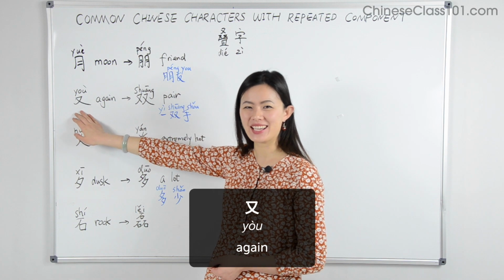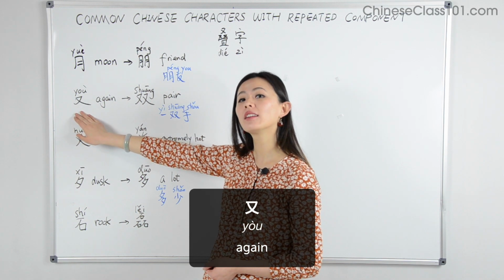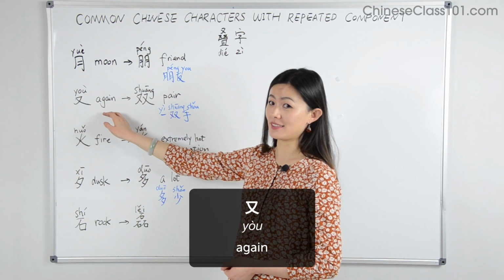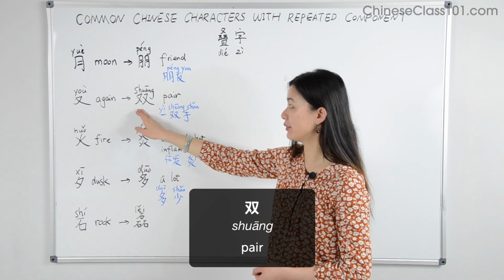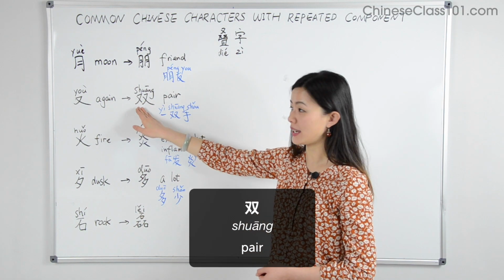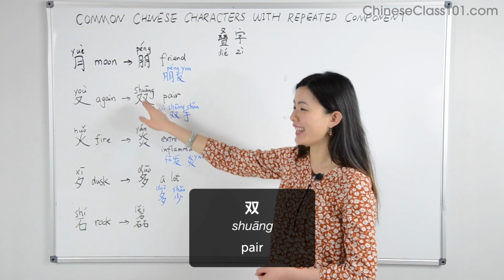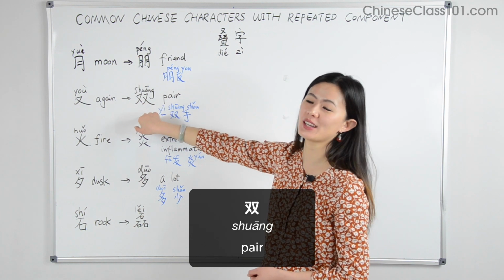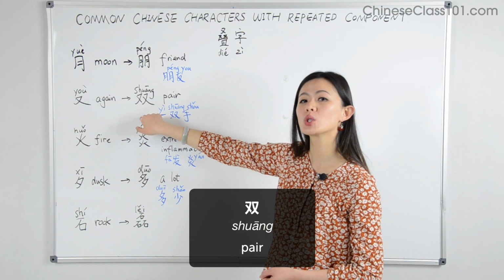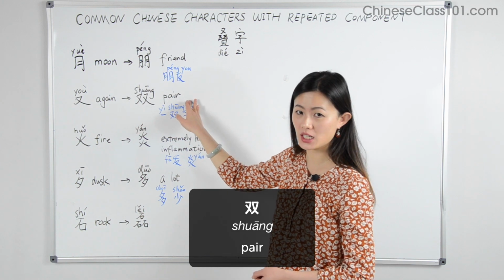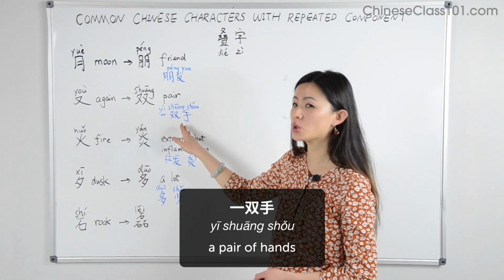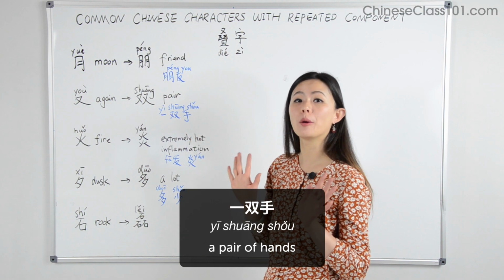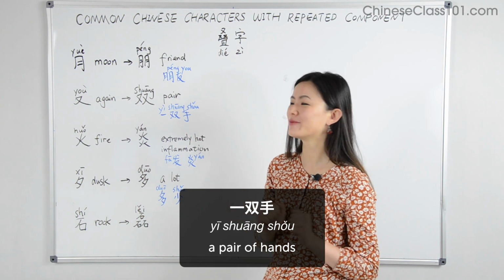Alright, moving on to this one. This is pronounced as 又. 又 means again. And when we have two 又 side by side, again and again, it's pronounced as 双. 双 means pair, as in 一双手, a pair of hands.